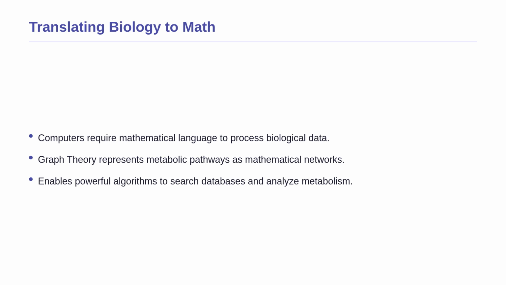These databases are incredibly powerful, but there is a catch. To make a computer understand a biological pathway, we cannot just show it a picture of chemical structures. We must translate the biology into a language computers understand, which is mathematics. We do this using graph theory. By representing a metabolic pathway as a mathematical graph, we can use powerful algorithms to search the database, analyze the network, and find critical enzymes. This transforms biology from a descriptive science into a predictive, computational science.